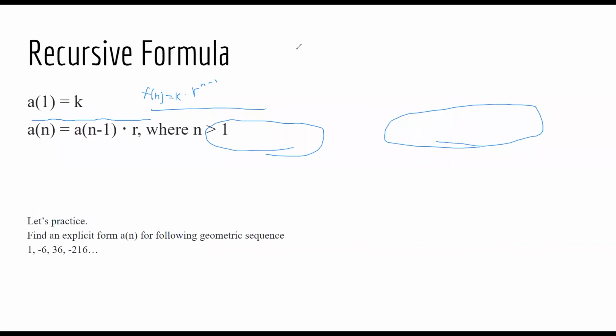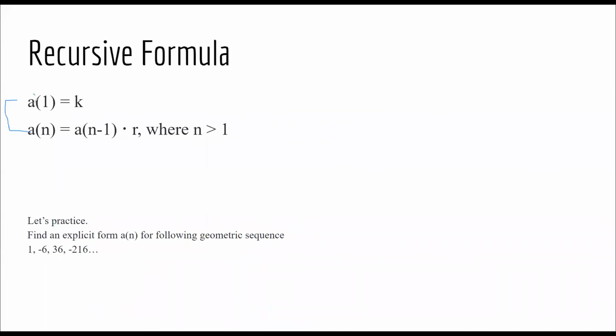For the recursive formula, we are saying that f of 1 equals k, fn equals fn minus 1 times r, where n is greater than 1. So for example, if you want to know the second term, you have to know the first term and the common ratio. You have to multiply the first term by the common ratio to get the second term.